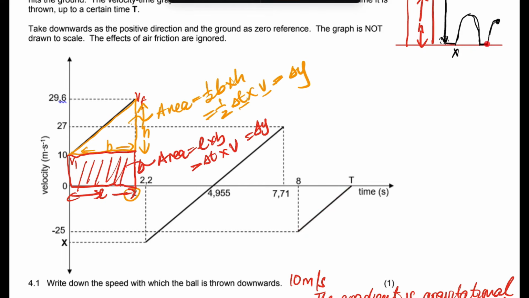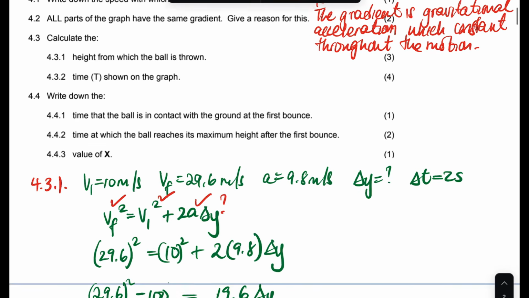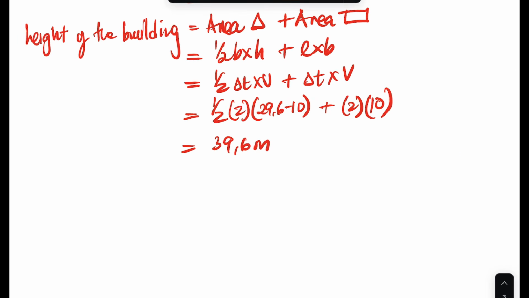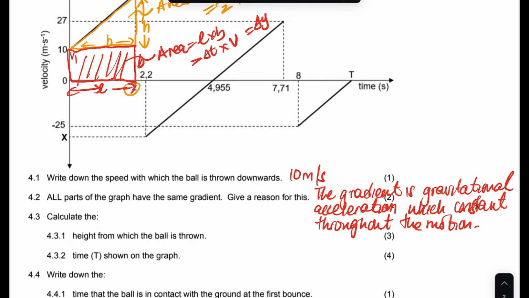So where is this? It's starting from the ground. After it's in contact with the ground, for the whole motion and the contact time in the second bounce, it took 8 seconds. And then after those 8 seconds, the ball ascended and its velocity decreases to 0. So if we can find this time, we can add it to 8, and then we get the whole time. So this is 4.3.2.